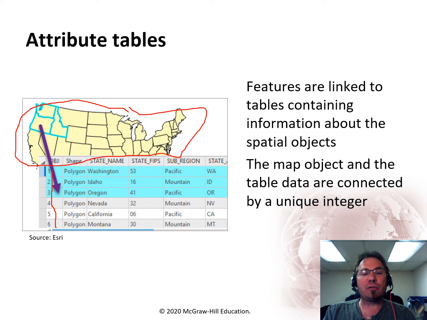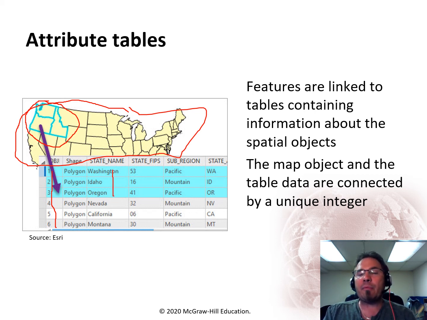Now you'll see this sort of light blue color on your screen. You're going to see that a lot over the course of the semester. And what that's telling you is that something's been selected. So if I highlight it on my screen, that same color is going to be highlighted in my table, or vice versa. If I highlight them in my table, it tells me which ones on my map are highlighted. So in this case, we have Washington, Oregon, and Idaho selected. And you can see that they're right here, Washington, Idaho, and Oregon.